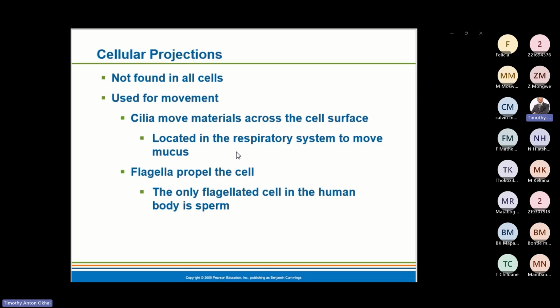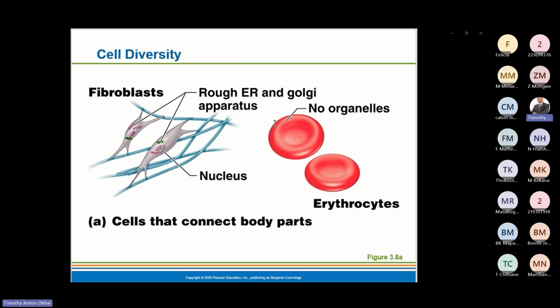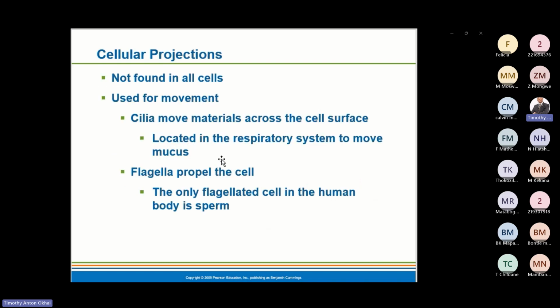give it momentum to move around. And the only flagellated cell, which means the only cell in the body that has a flagella for movement, is the sperm. It uses the flagella to swim. Okay, so those are just examples of the cellular organelles. There are others, but those are just a summary of the cellular organelles.